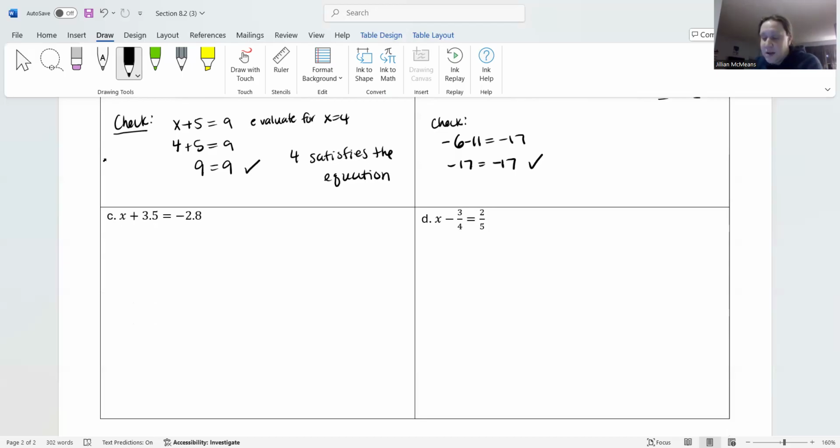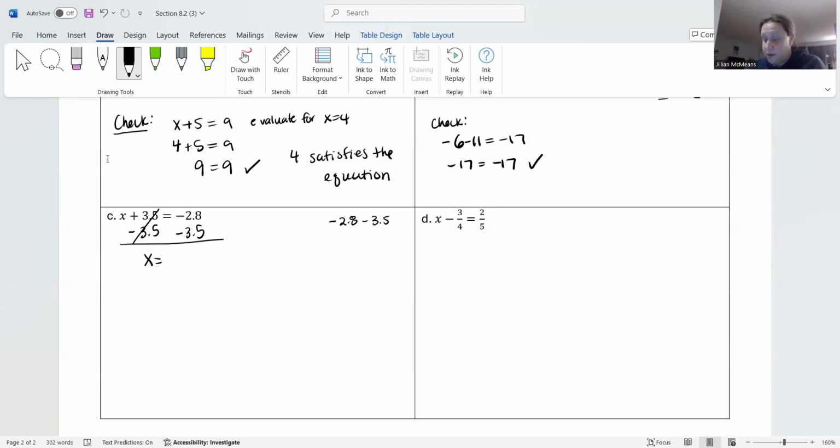Okay, so for part C, we have x plus 3.5 equals negative 2.8. So we want to undo what has happened to x. Well, x has had a 3.5 added to it. So we subtract to remove the 3.5. So the opposite of adding 3.5 is subtracting 3.5, and we have to do it to both sides of the equation. Remember, we have to maintain balance, so what we do to the left, we have to do to the right, okay? Now, positive 3.5 minus 3.5, that's just 0. x plus 0 is just x. And then we have negative 2.8 minus 3.5, okay?